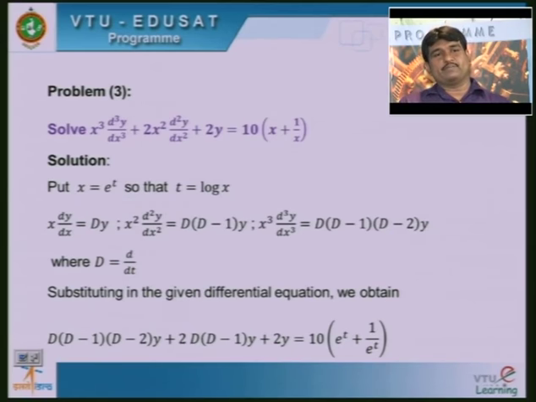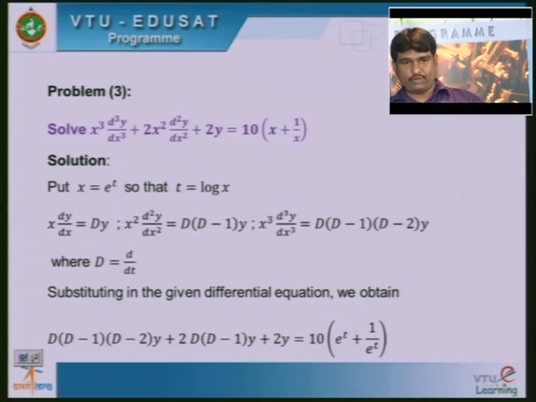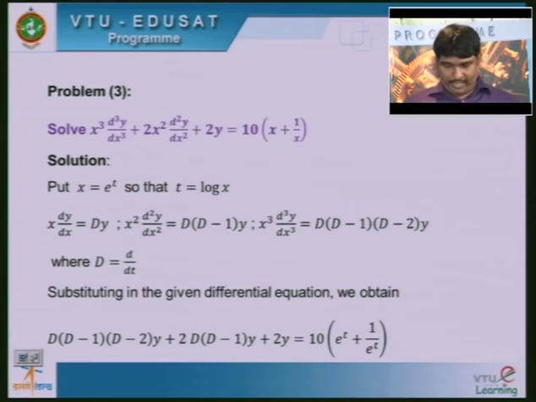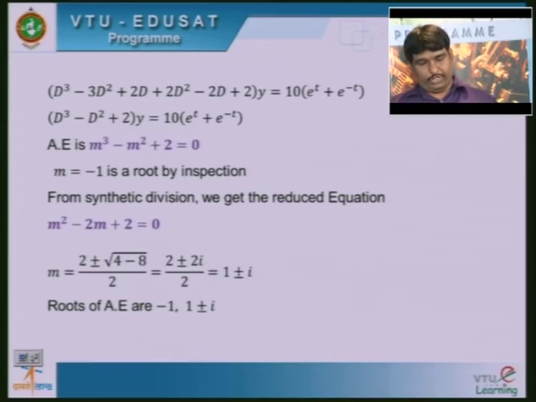x dy by dx becomes capital D into y, x square d square y by dx square becomes D into D minus 1 into y, x cube d cube y by dx cube becomes D into D minus 1 into D minus 2 into y. When you substitute all this in the given equation and simplify, we get D cube minus D square plus 2 of y equals 10 into e to the power of t plus e to the power of minus t.